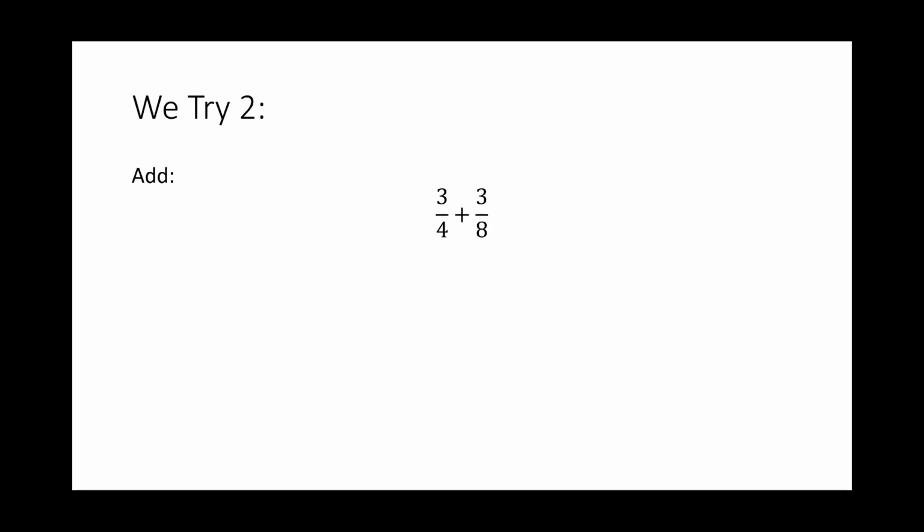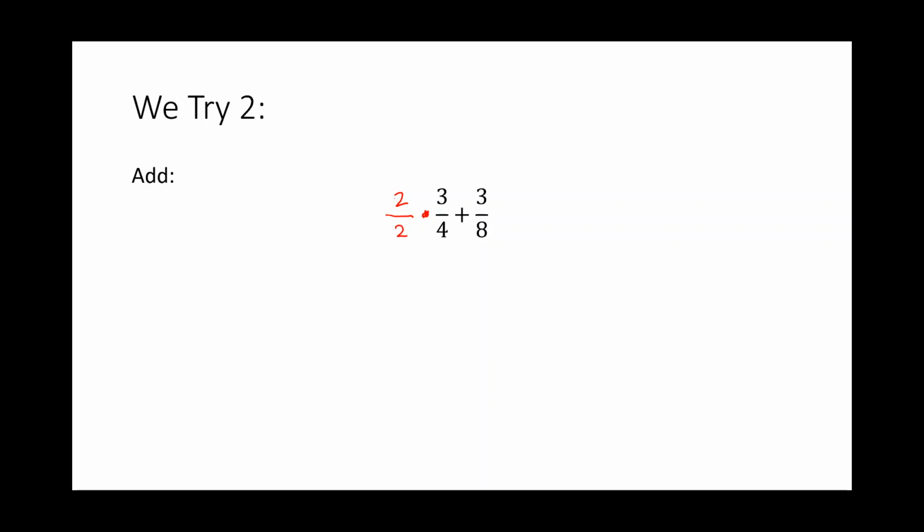Let's do this one together. In order to add, I need to get a common denominator. So I'm going to multiply. My least common multiple of 4 and 8 happens to be 8. So I don't need to do anything to the fraction on the right. I just need to multiply the fraction on the left by 2/2.